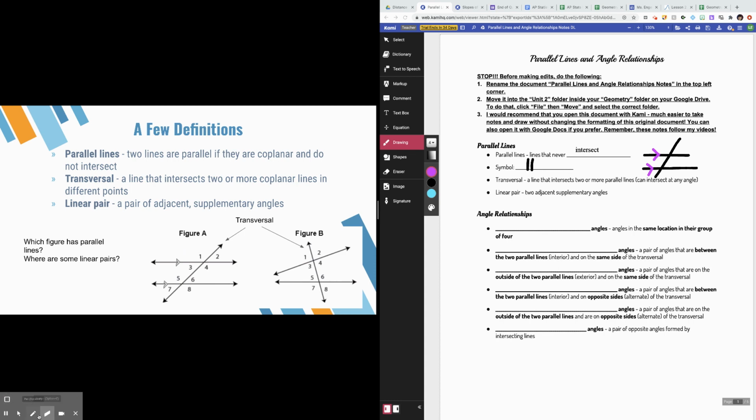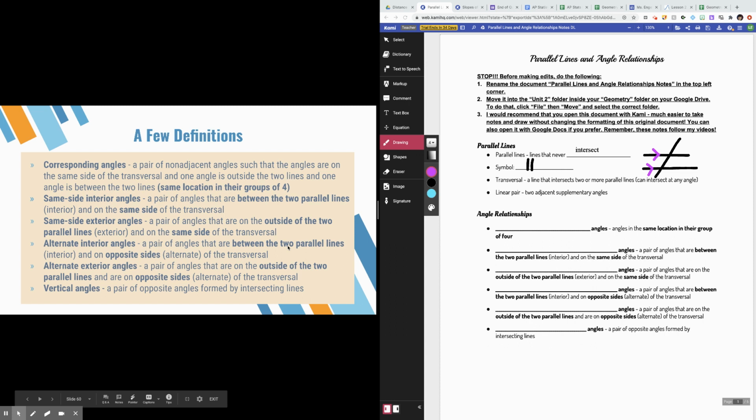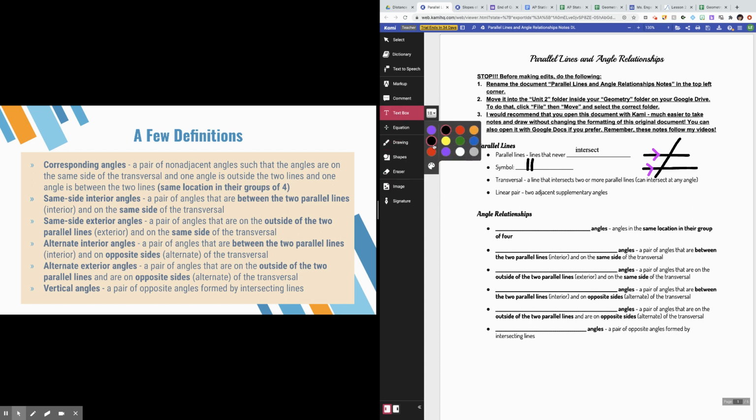All right, so let me clear my screen over here. Okay, so let's talk about these angle relationships. You're going to see a bunch of definitions here, but I'm going to show you a picture of all of these angle relationships in a minute, that will be a lot clearer. It's easier to pick these out when you have a picture of them. So just hang tight with me as I talk you through what they are, and then I'll show you what they look like. Okay, so your very first type of angles here are called corresponding angles.